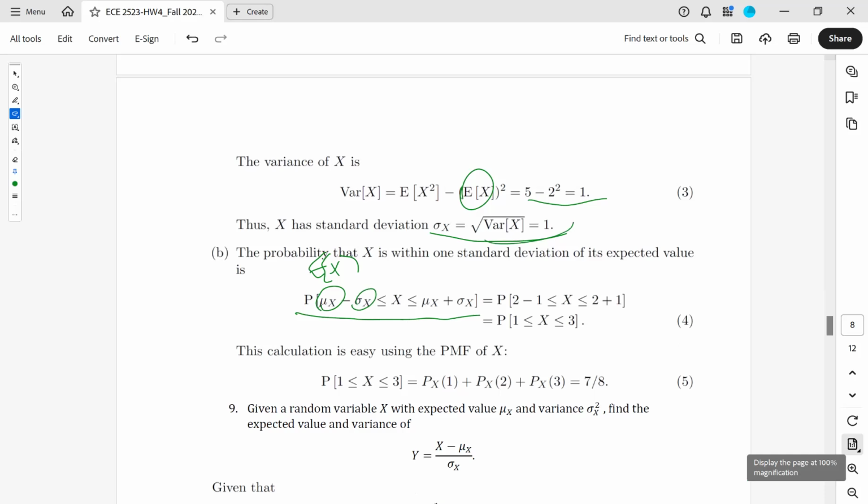The standard deviation we already calculated here, the square root of variance. So the probability is basically the probability of numbers between 1 and 3, including 1 and 3. In a discrete random variable, it's very important to note when it's included or not. In a continuous random variable, it doesn't mean anything because it's 1 point over an infinite number of points in an interval.